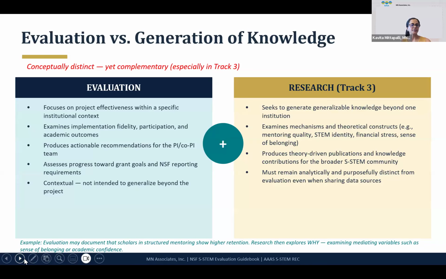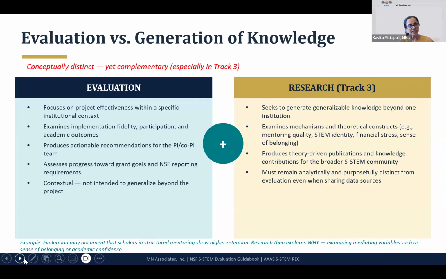Now let's talk about evaluation versus generation of knowledge. Again, a lot of in-depth information with some really good examples are in the first guidebook that was released 2 years ago. So please check it out. And also for the prospective PIs who will probably be applying for the 2027 STEM, there's a lot of information on evaluation versus generation of knowledge and logic model, so on and so forth. So here I'm just going to touch upon this because it relates to how we have put together the guidebook and how it really informs the process of evaluation from year to year.